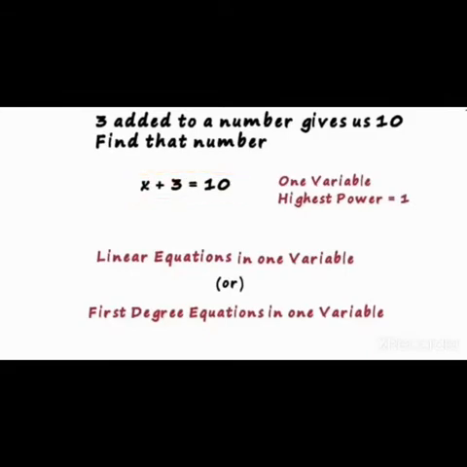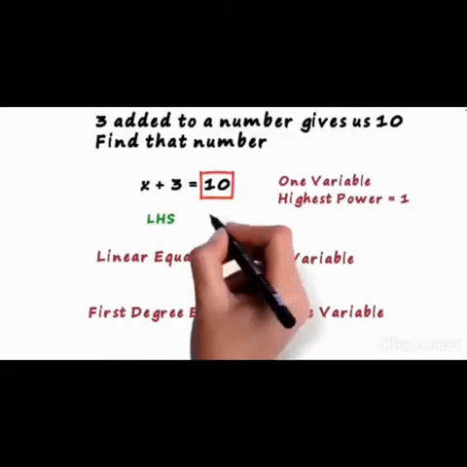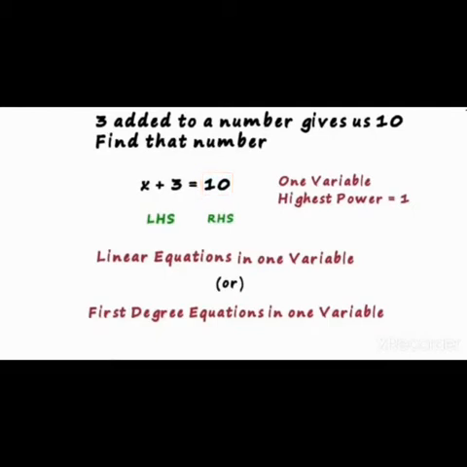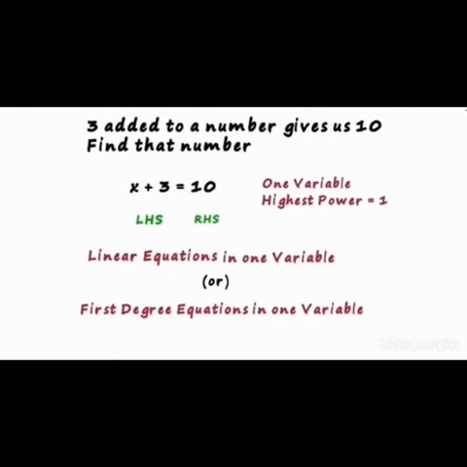We categorize an equation into 3 parts. We have an equality sign in the center. To its left is the left hand side, shown here as LHS. And to its right is the right hand side, shown here as RHS. The problem with this kind of equation requires us to solve for the value of the variable.